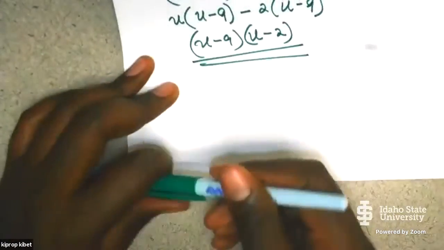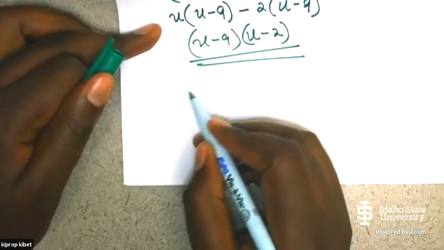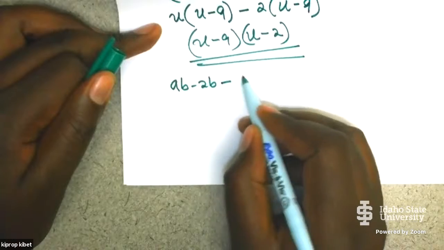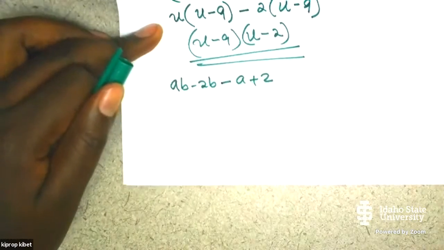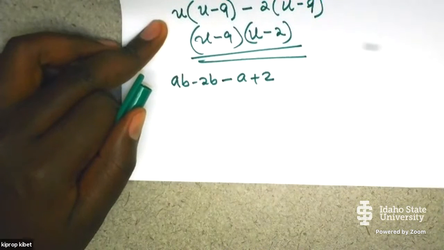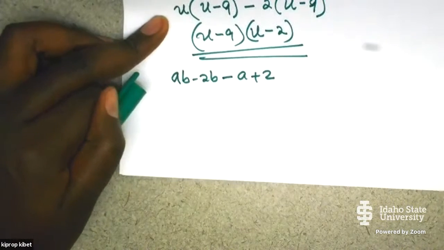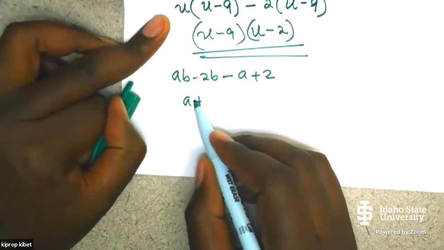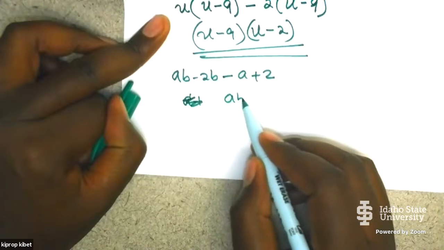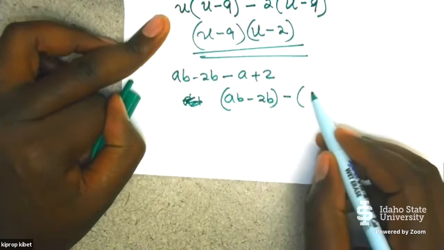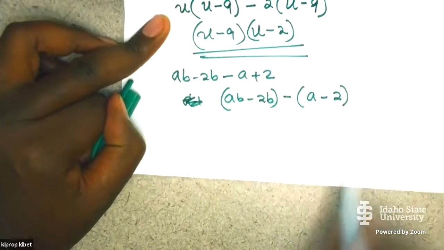Same example, another example here. Factor ab minus 2b minus a plus 2. Factor that. So we do the same thing by grouping. Once we group this, we have ab minus 2b. Since this one is minus, a minus what? 2.